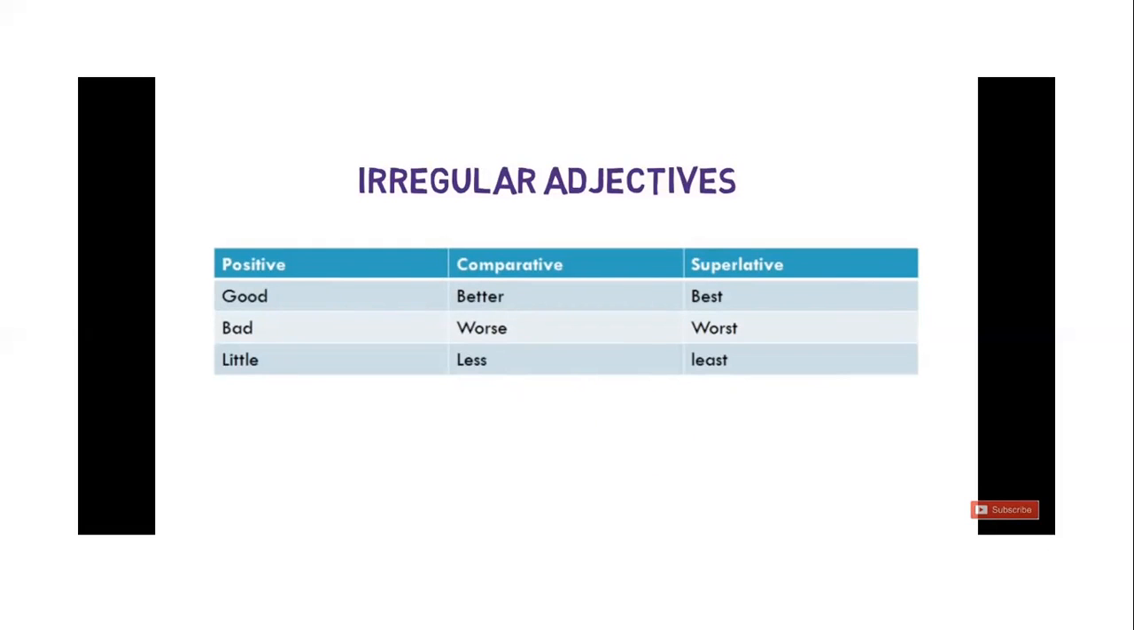We never add this, but we change its entire structure. For example, good is the positive degree, better is the comparative, best is the superlative. For bad, bad is the positive, worse is the comparative, worst is the superlative. Little is the positive degree, less is the comparative one, and least is the superlative one. So you can see on your screen that their spellings are totally changed when converting from positive to comparative and from comparative to superlative.